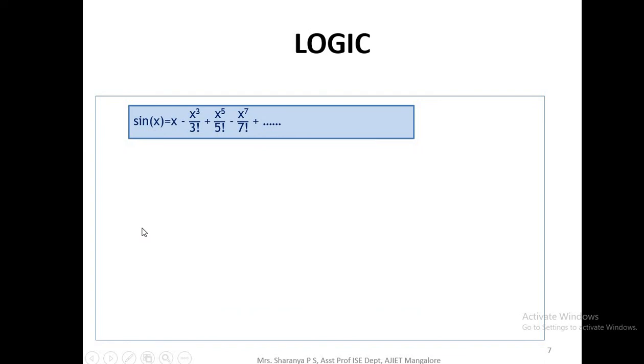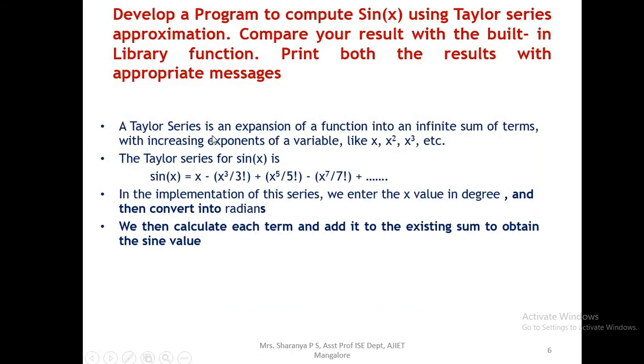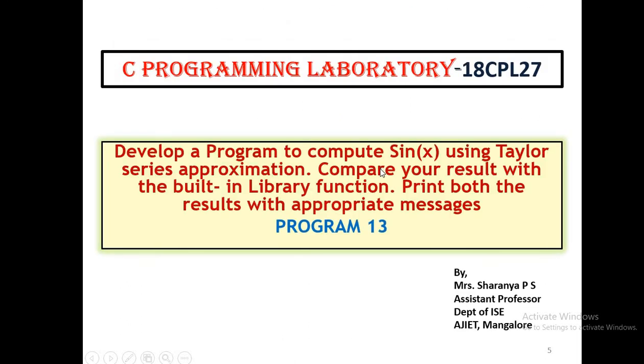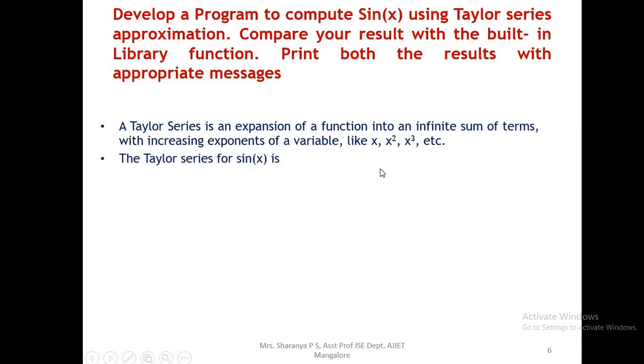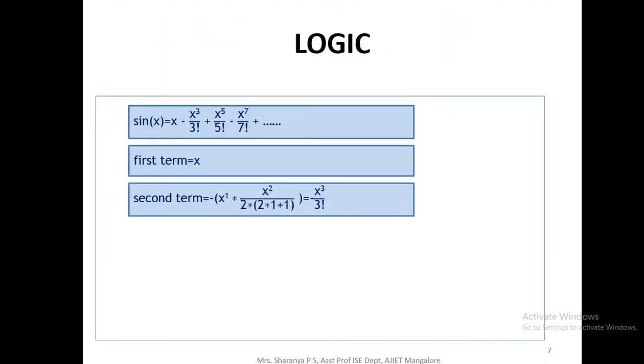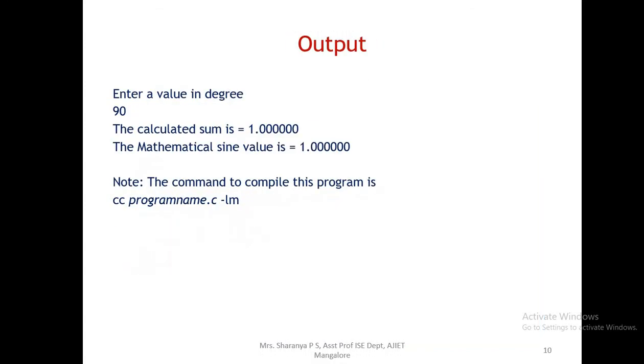Parallelly, please go through the corresponding algorithm and the flow chart. This is what we refer to as a program to generate the sine of x, and the program to find the root of a given number. These are the two programs discussed here. These two values need to be the same so that we can conclude that the program written is correct, that is, the calculated sum and the mathematical sine value need to be the same.